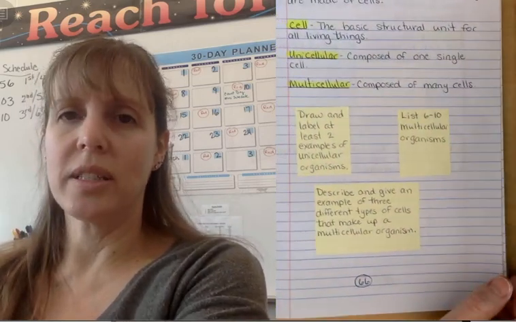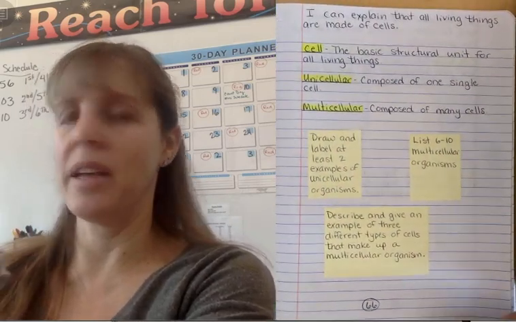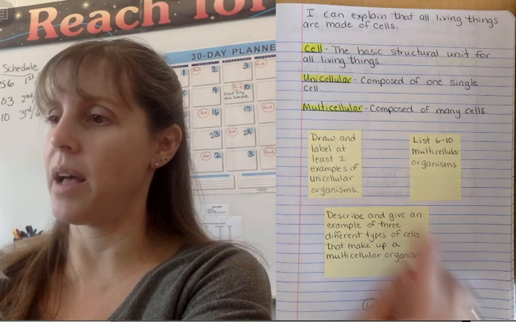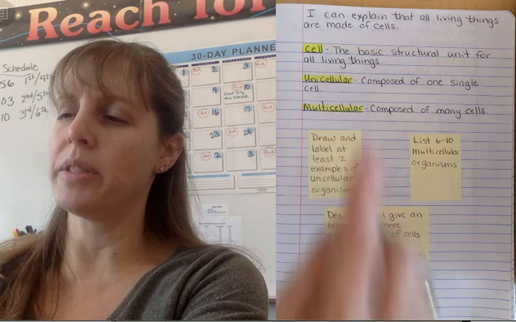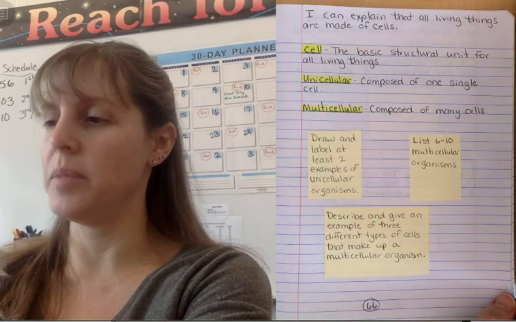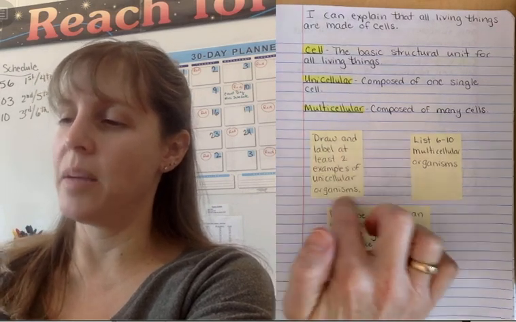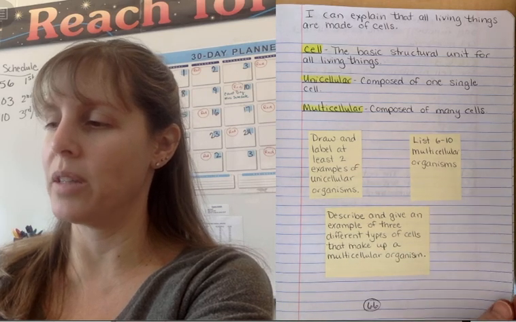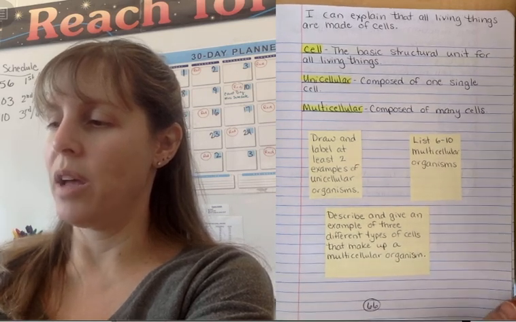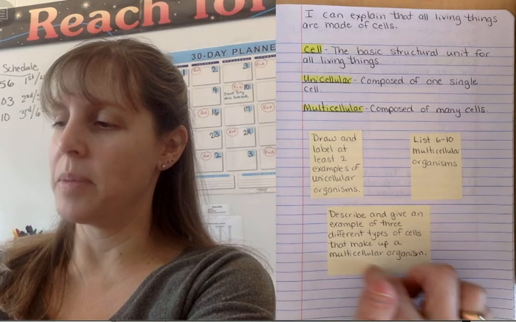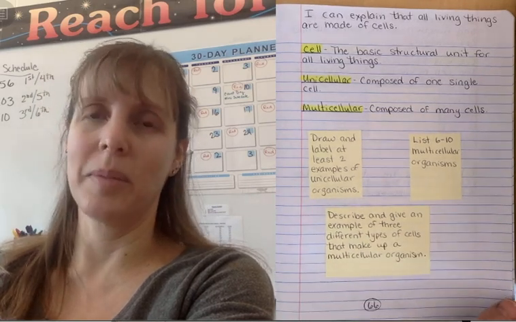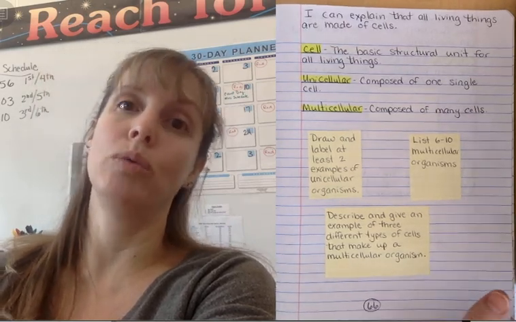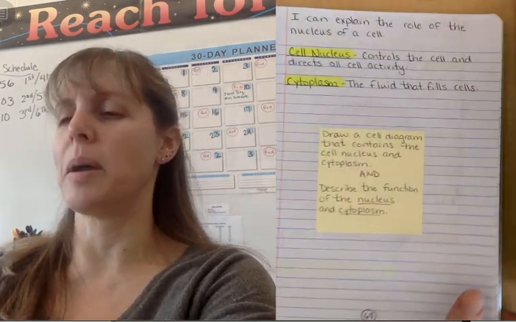On page 66, we talked about living things being made of cells, and that there are two kinds of living things: the single cell, unicellular, and multicellular organisms. And hopefully you had an example of unicellular organisms and 6 to 10 multicellular organisms, and you are going to give 3 different types of cells that make up a multicellular organism, like a muscle cell or a stomach cell or a tongue cell or a bone cell, something like that. They're all different if they're specialized.